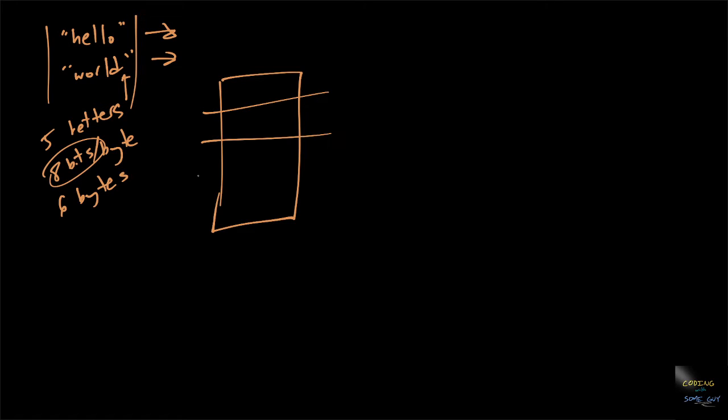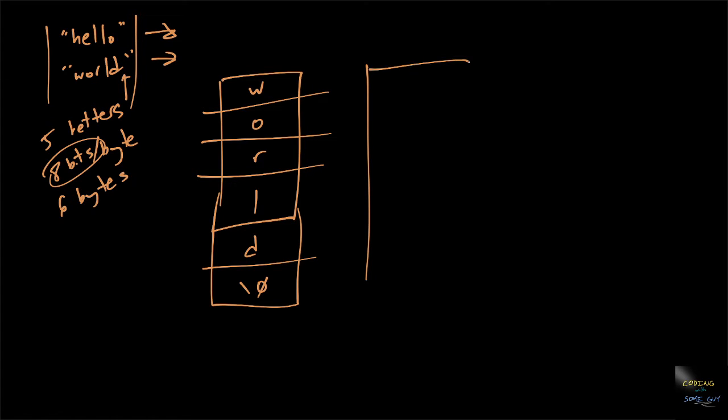So in memory, if I just expanded one of these, and each one of these lines is 8 bits, then I would have a W, an O, an R, an L, a D, and then this null thing. Same story with hello. I would have HELLO and this null thing.